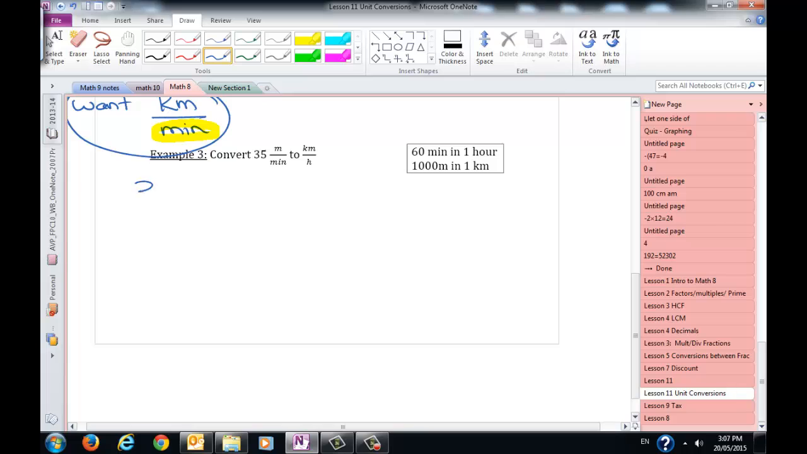So again, let's set it up. 35 meters per minute, and I want kilometers per hour. So I have to do 2 unit conversions. My meters are going to go to kilometers, and I've given that one there. And my minutes are going to go to hours, and you can see that I've given you a unit conversion there. Now it doesn't matter which one you want to convert first. So let's say I want to convert meters to kilometers first.